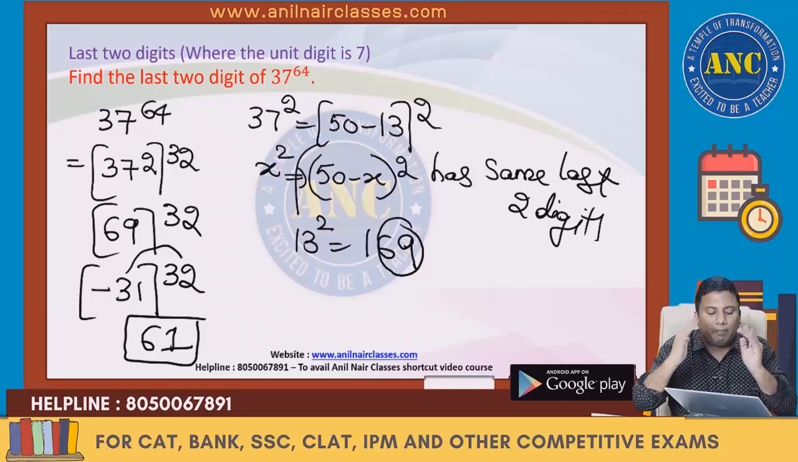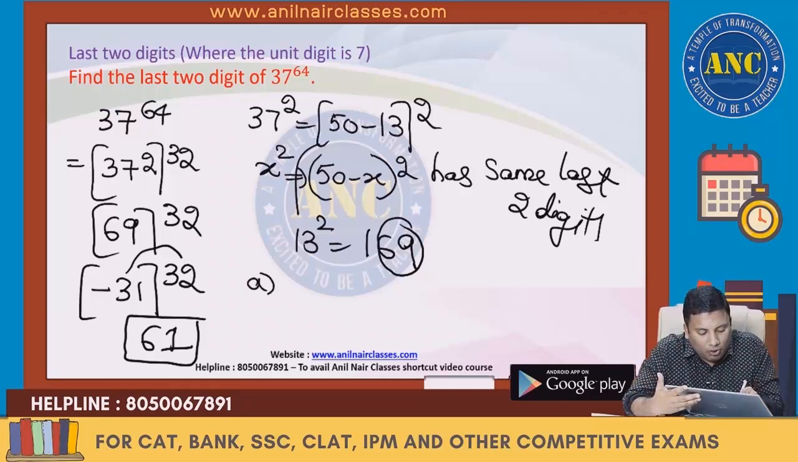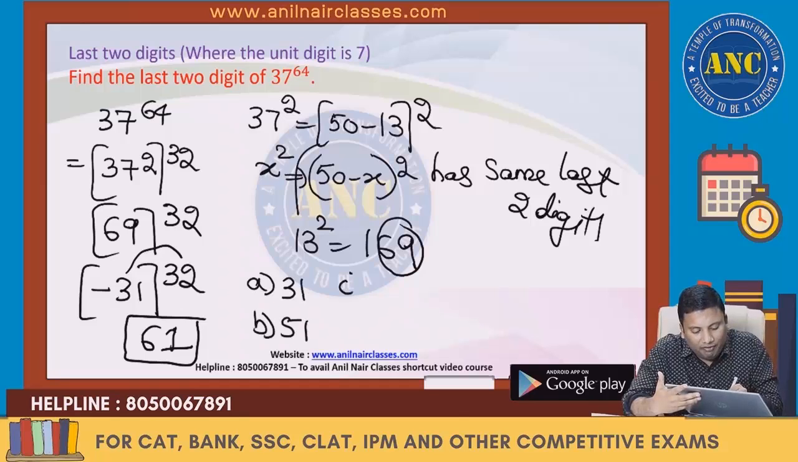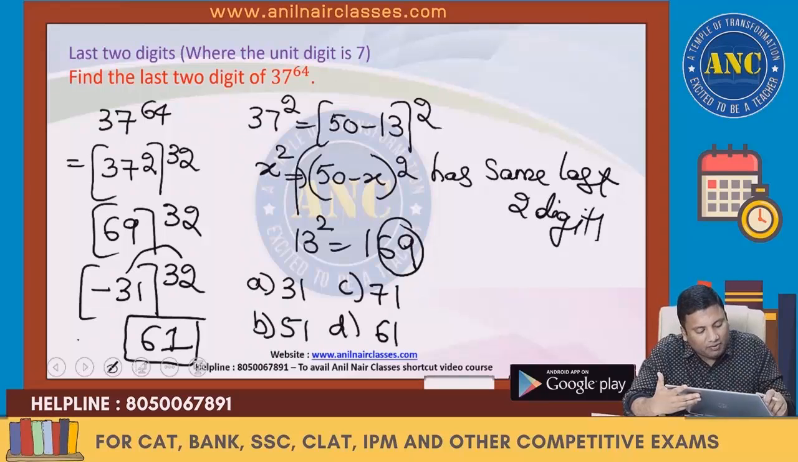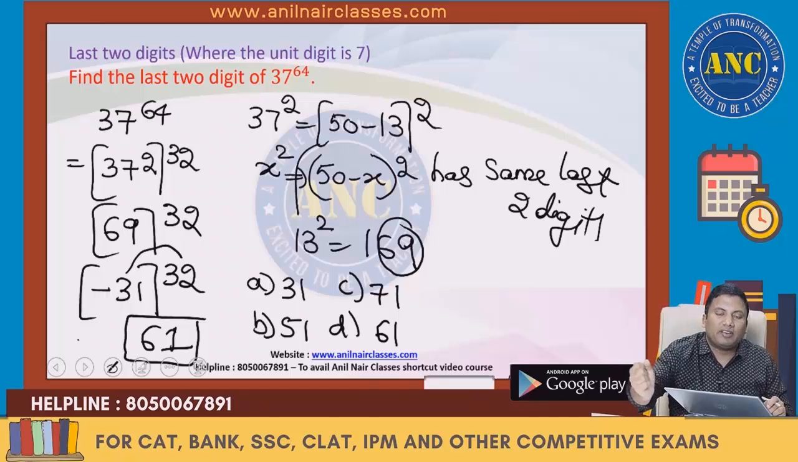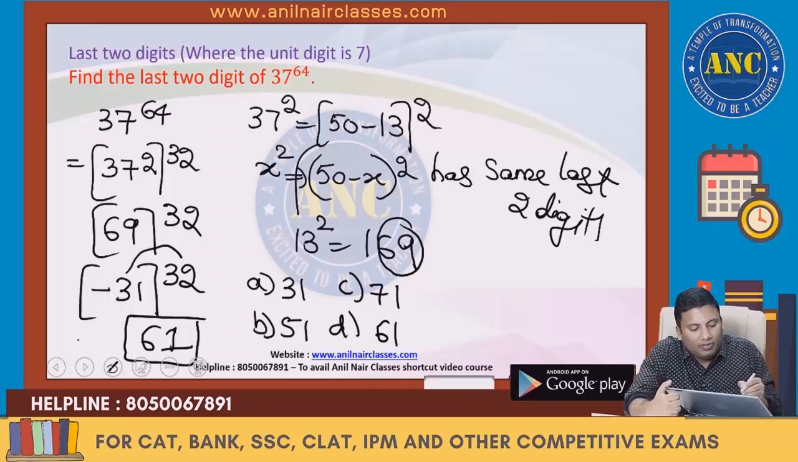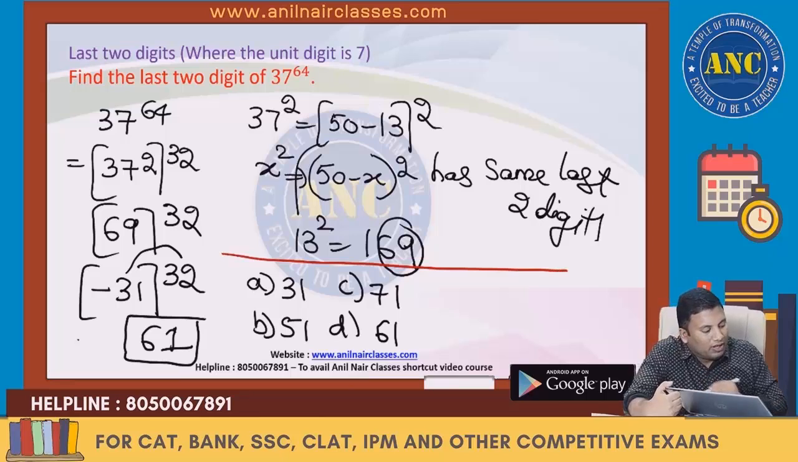Simple, I am using a backtracking approach. Suppose the options are like this: 31, 51, 71 and 61. This is the method you will use to solve it.